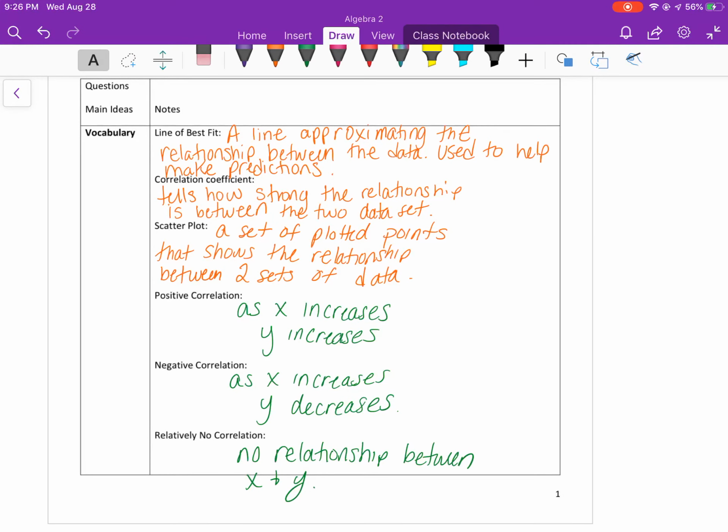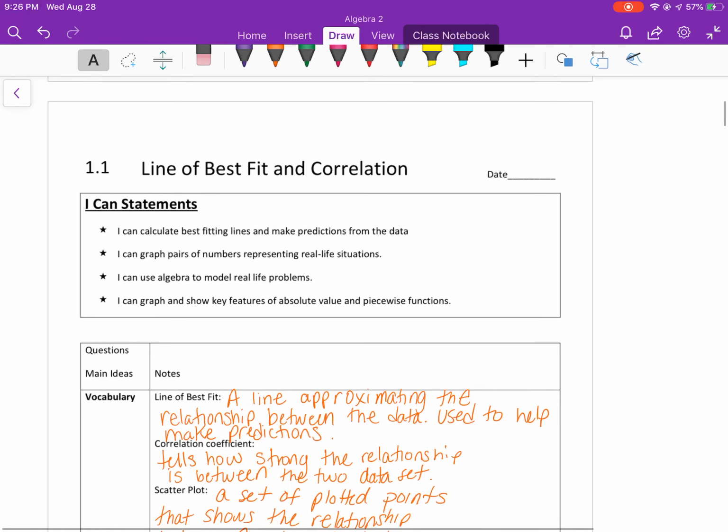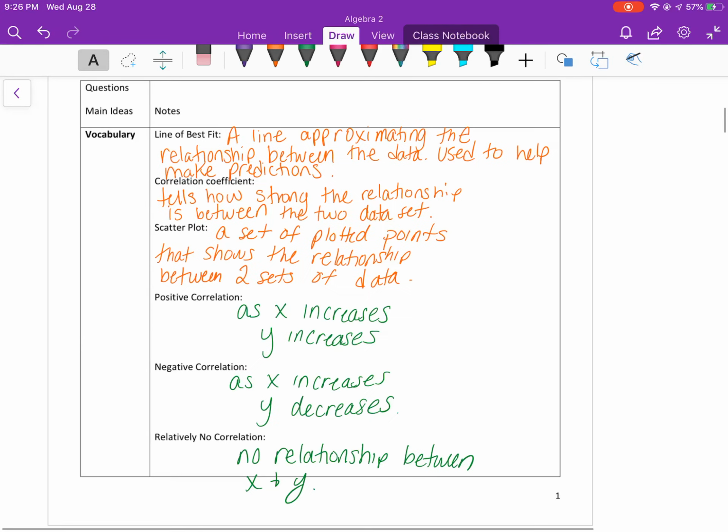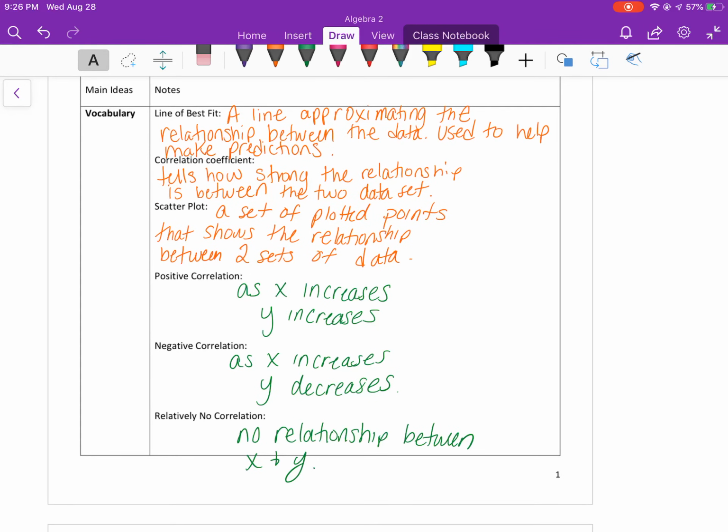I wanted to take some time to record the video for 1.1, line of best fit and correlation. So first, let's start with some definitions. A line of best fit is a line approximating the relationship between the data, and it's used to help us make predictions, and more specifically on a scatter plot.